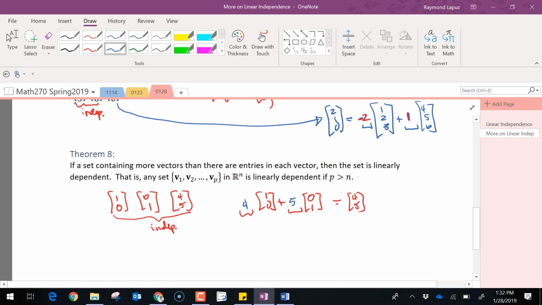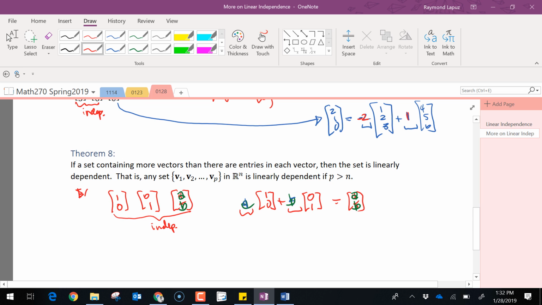So regardless of what you choose, in fact, if you just call this a and b, it's going to be linearly dependent. A third vector in 2 dimensions, you only have 2 entries here. If you have a third vector in 2 dimensions, then it's going to give you a linearly dependent set. So in this example, n is equal to 2.